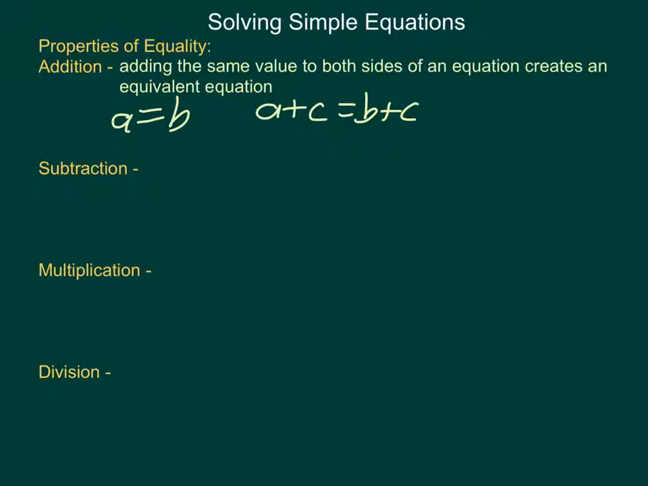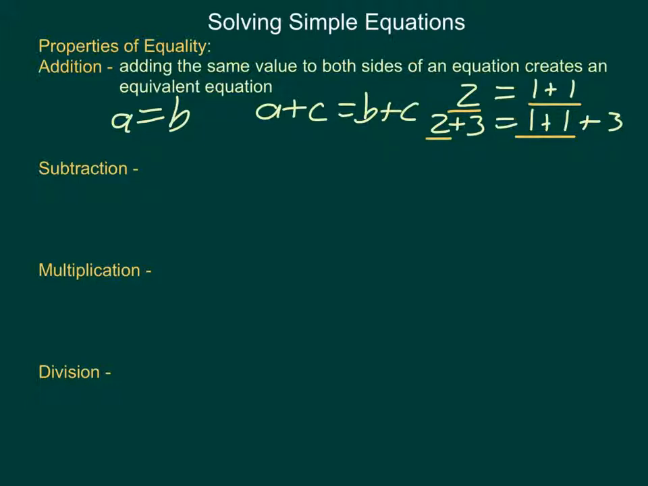So numerically, if 2 equals 1 plus 1, now I can add the same thing. 2 plus 3 equals 1 plus 1 plus 3. Because this 2 was equal to the 1 plus 1, adding 3 to both sides makes both equal to 5. And we can maintain that equation and the value of that equal sign through the process.